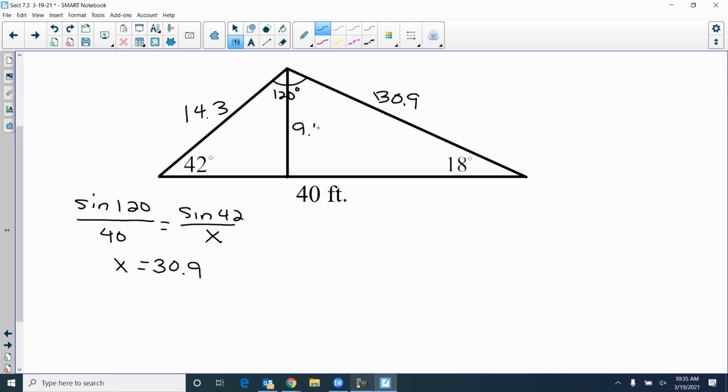9.55. Oh, you went 5.5. Peyton, what did you guys get? I just went straight to the area. I got 9. Oh, you went straight to the area and you did our new little formula. Yeah. Okay, look at that.